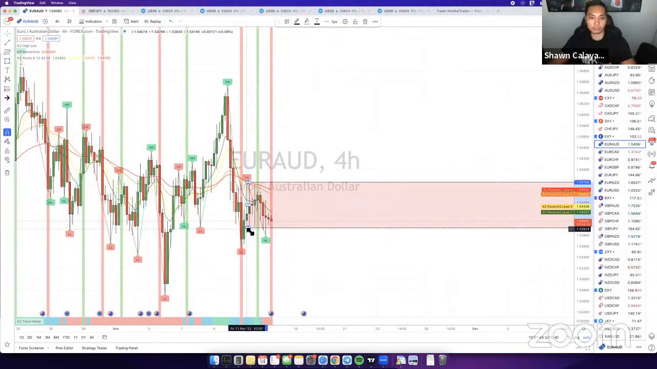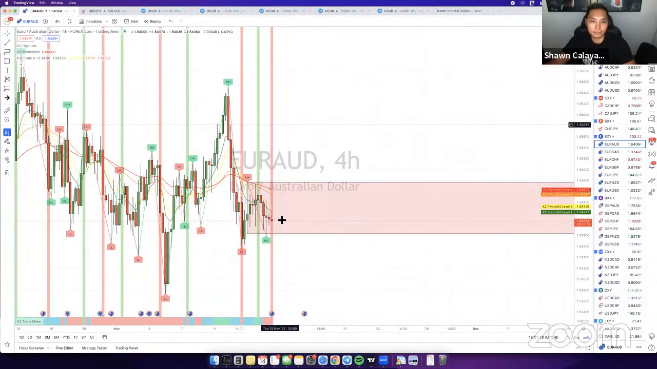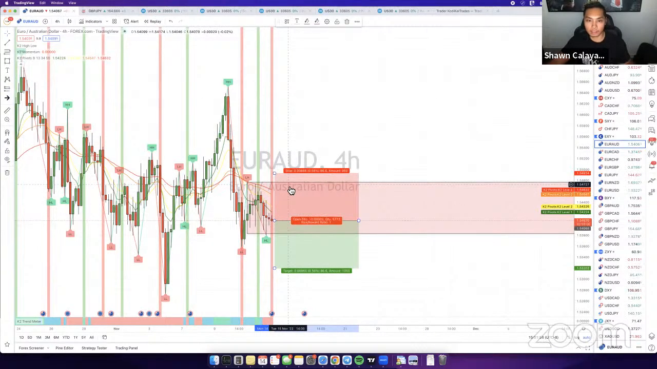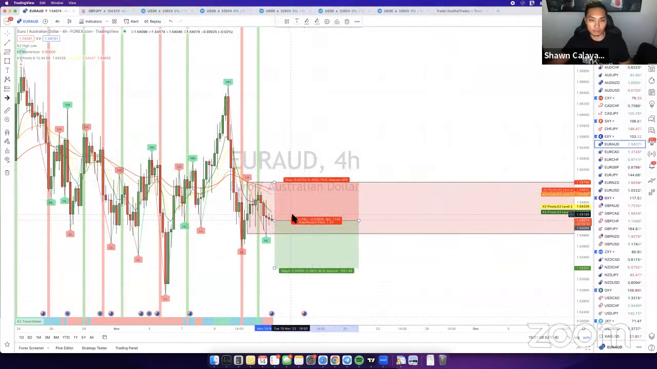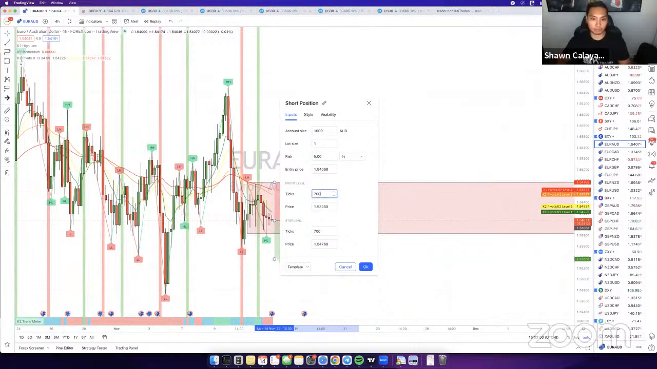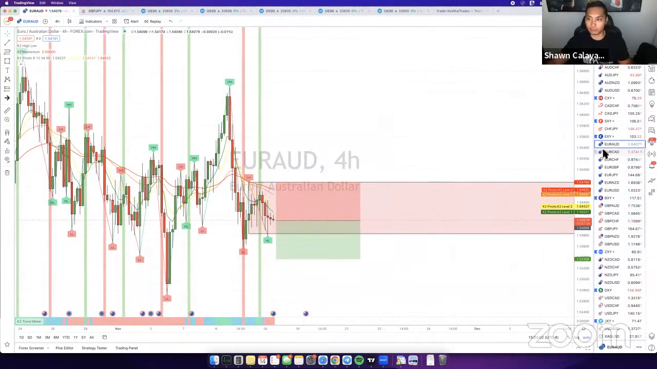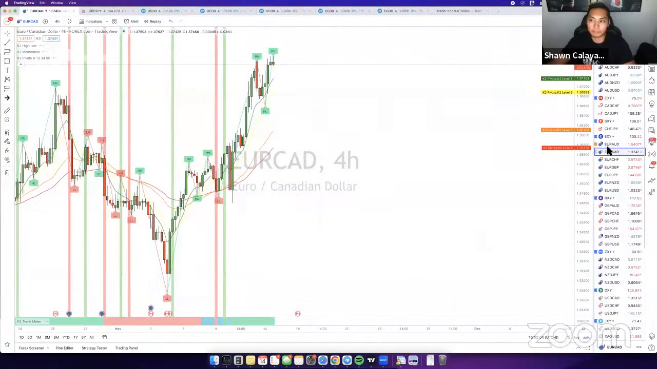Okay, there's a possible entry here for Euro Aussie. So I'm going to mark this up right here. I'm not taking it yet, but this candle still has 3 hours left, so I'll have to come back at 6 o'clock to check it. But we'll keep an eye out for it. So we'll keep an eye out on that right there.